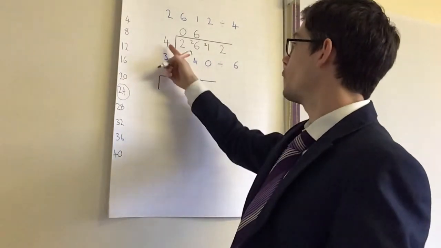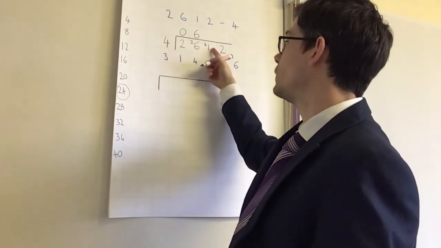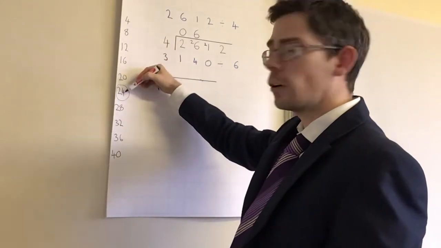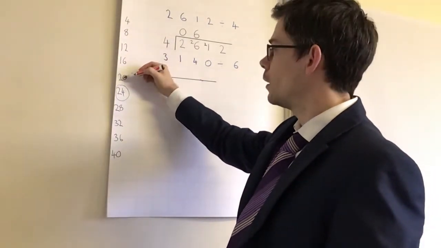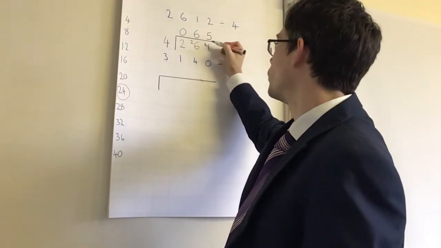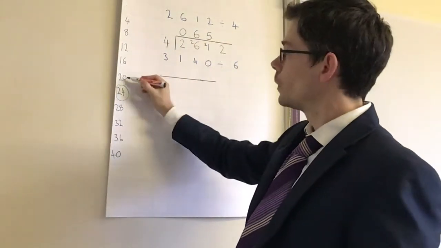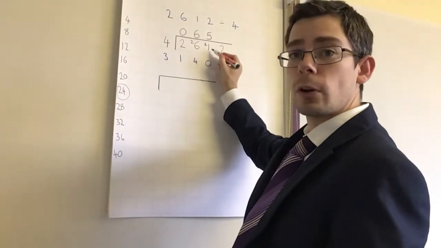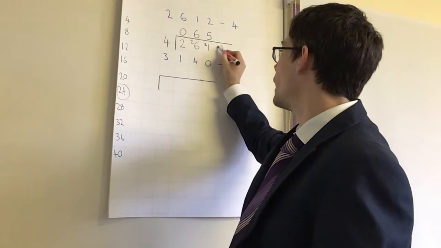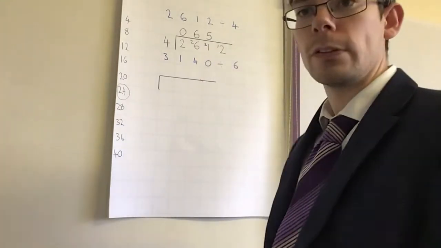Again, I'm going to ask myself how many groups of 4 can I fit into 21? 1, 2, 3, 4, 5. I can't do 6 because that's too big. I can only do 5. So 5 groups of 4 would give me 20, which means there's one of my 21 I haven't used. Anything I haven't used needs to go onto the next column, into my 1s in this case.